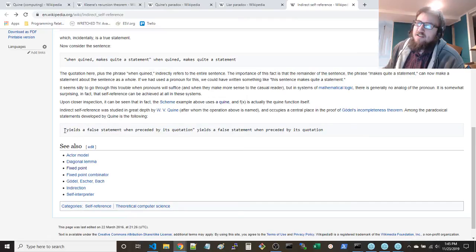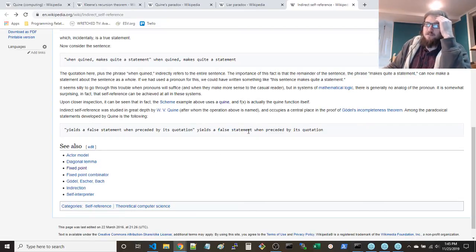So, okay, I got that far. This statement is this statement, and this statement yields a false statement when preceded by its quotation. This whole statement is this thing preceded by this. Okay, that makes sense. So then if this statement is true, then this should yield a false statement, right?